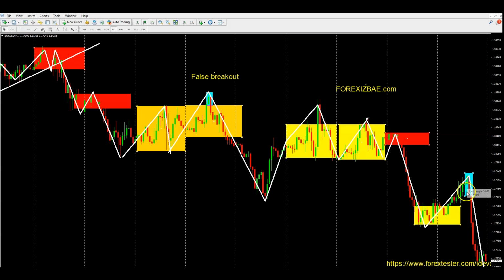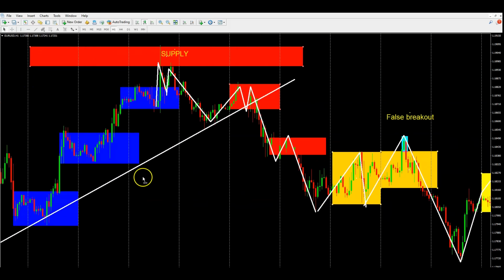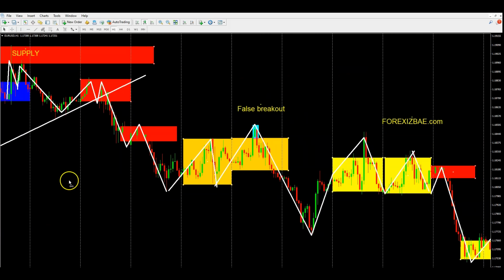You got your pattern, your engulfing pattern, and that's it. Keep trading really simple and make it make sense for you.